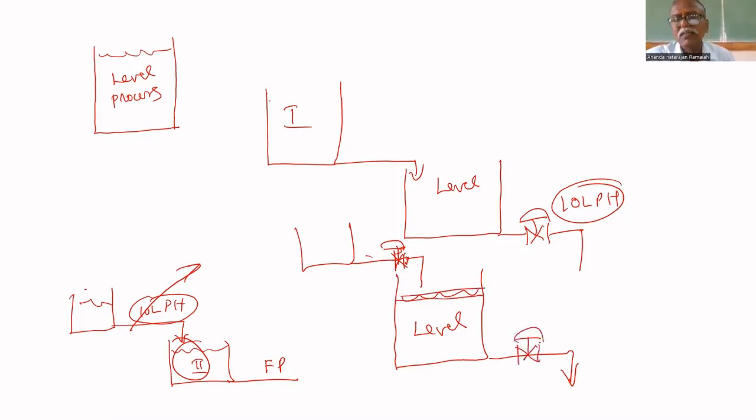Am I correct or not? We are maintaining the level. So instead of controlling the flow rate, we can control the level. If you control the level in the middle tank, this is the first unit. Here it is the second unit. The middle unit is the level process. It will maintain the level. Whatever is coming from the first unit is received here, and it will adjust the level so that the outflow rate will be constant.